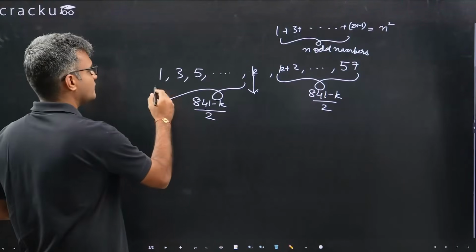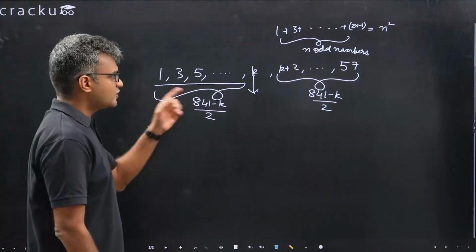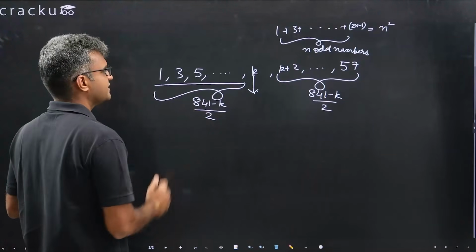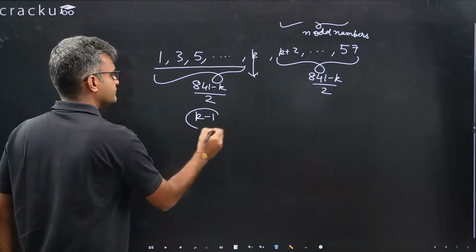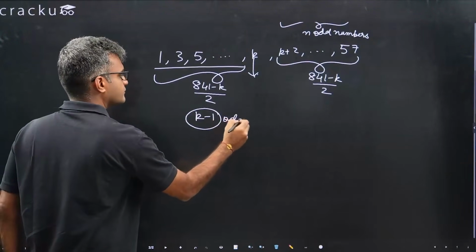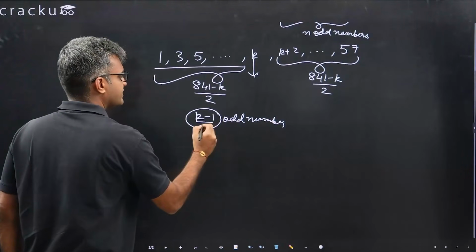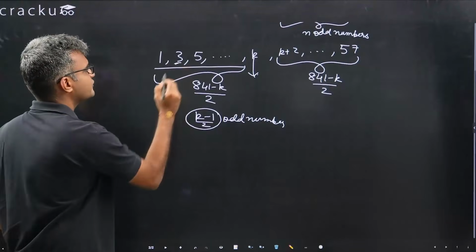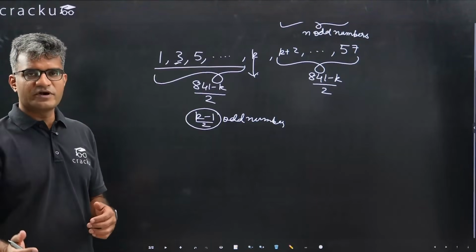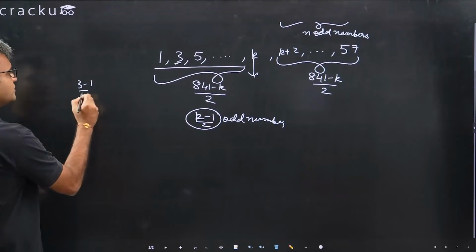Now, what is the sum of all of these numbers? How many odd numbers are actually there over here? The number of odd numbers in this particular series will be (k minus 1) divided by 2. You can try to figure it out. How many odd numbers are there before 3? The number of odd numbers before 3 is 1, which is (3 minus 1) by 2.